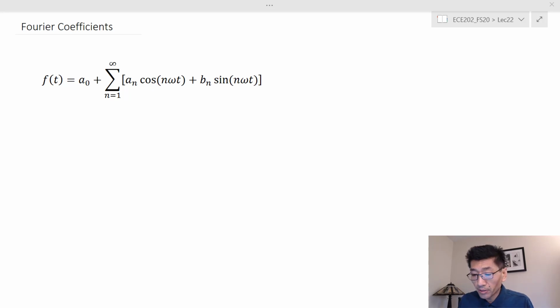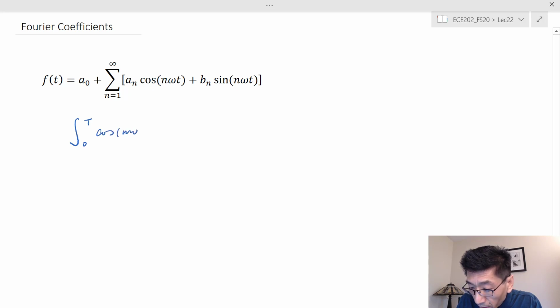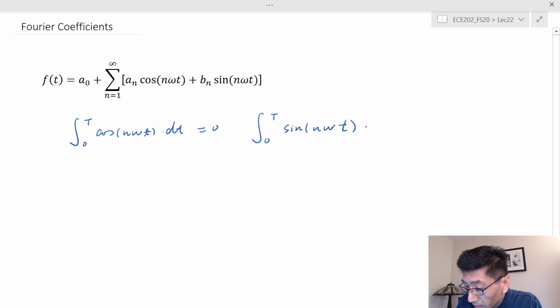So let's look at the Fourier coefficients and the DC components. One of the things in finding this, we repeatedly use the fact that any integration over t of cosine n omega t dt is equal to 0, and also the integral of sine n omega t dt is equal to 0.